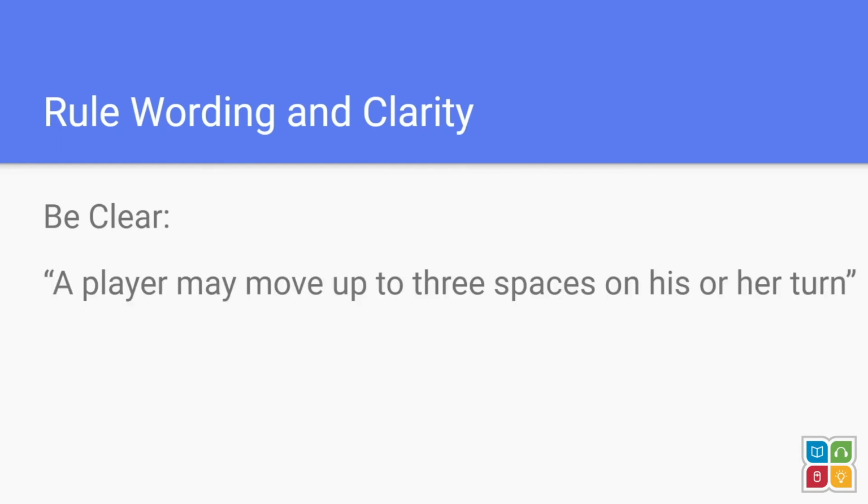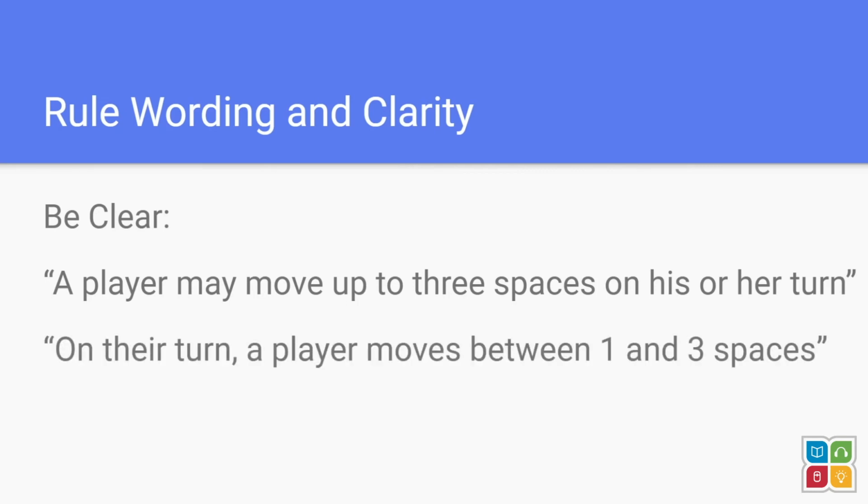Example: a player may move up to 3 spaces on his or her turn. In stating up to, this rule allows a player to choose how far they move. This wording also allows the player to not move at all if they'd like, as it has may come before the movement. If it is critical that a move be made, a better wording would be, on their turn, a player moves between 1 and 3 spaces. Or a player must move on their turn, moving their piece 1, 2, or 3 spaces.